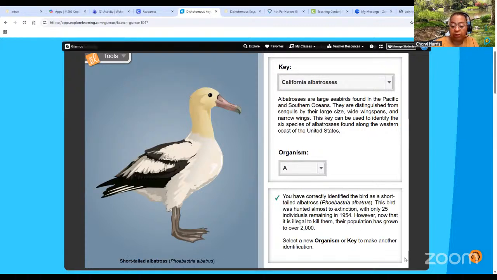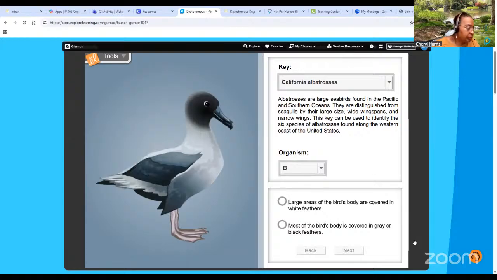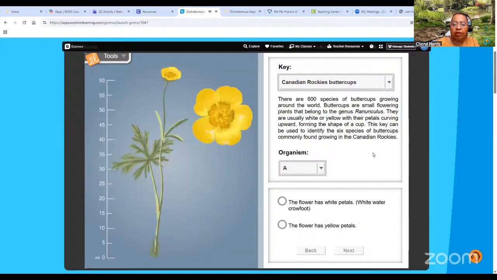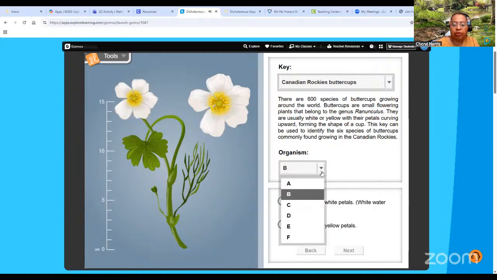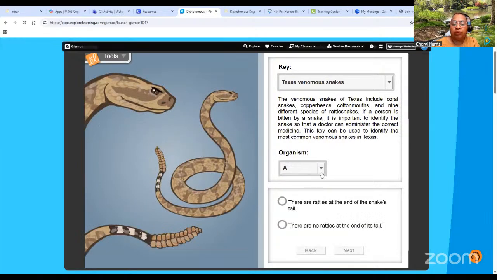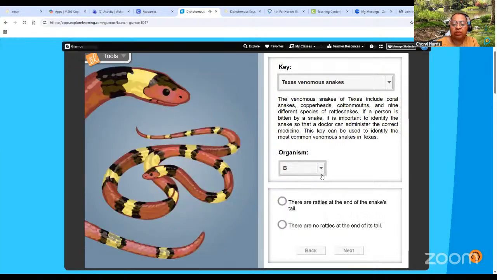All right, so this is the practice. Select a new organism. So you select a new organism, you do that. All right, so that's how you do this. So now as you go through this, the new organisms are up here. So that was the albatross. We have flowers and a series of different kinds of flowers, and you're going to do the same thing with those. And then we have our snakes, and we're going to go through a series of snakes.